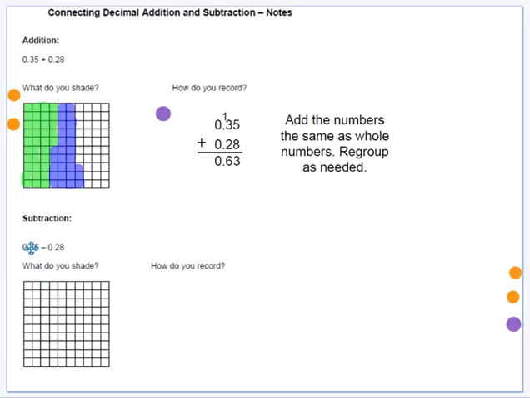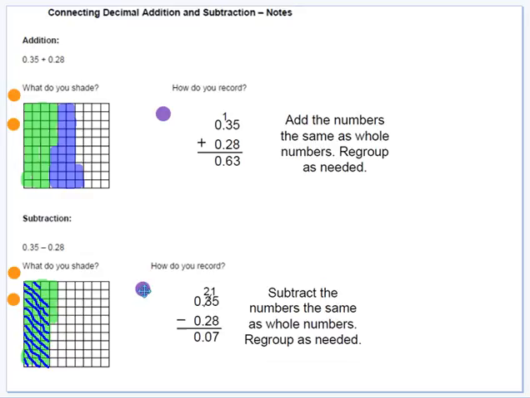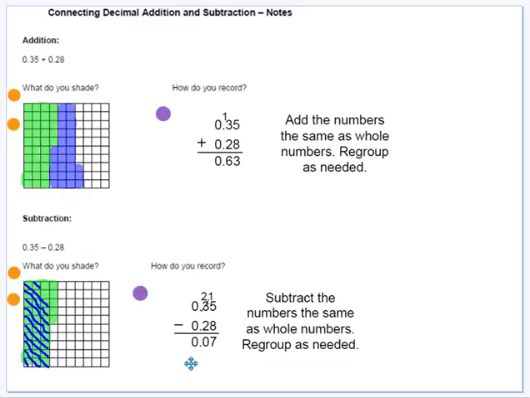Subtraction again is where we start with a larger number and then we cross out the number that we're taking away. So, like I did in the first hundredths grid, I'm going to shade in my 35 hundredths. And then, instead of shading in the rest of it, because I'm taking away, I'm going to cross out the 28 hundredths. So then I'm left with 1, 2, 3, 4, 5, 6, 7 hundredths left over, because each little square is 1 hundredth. And for subtraction, we line up our decimals again.